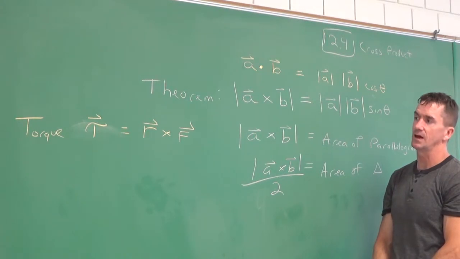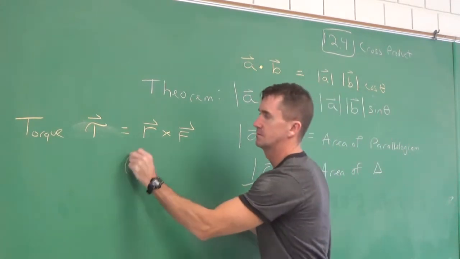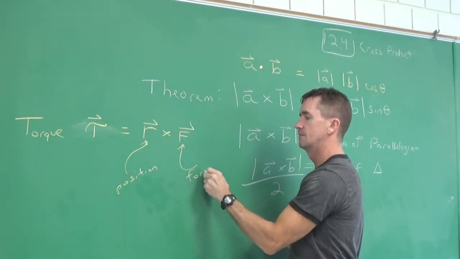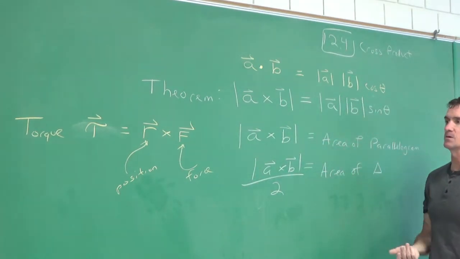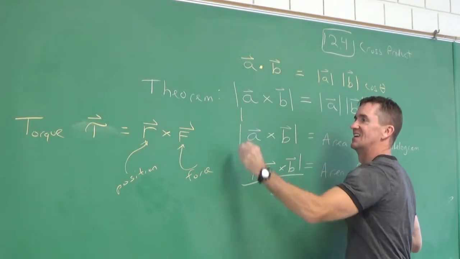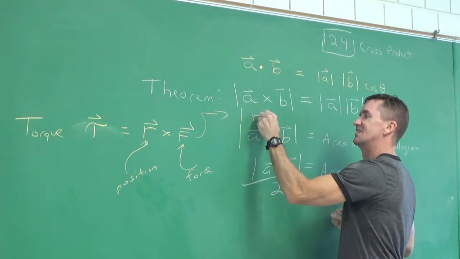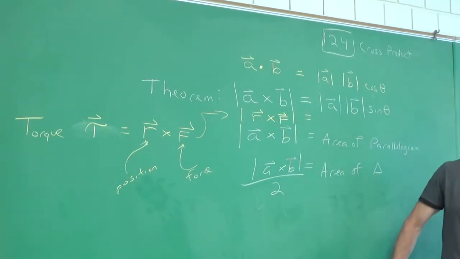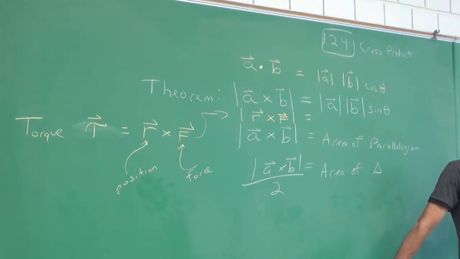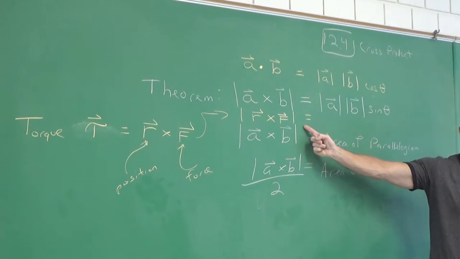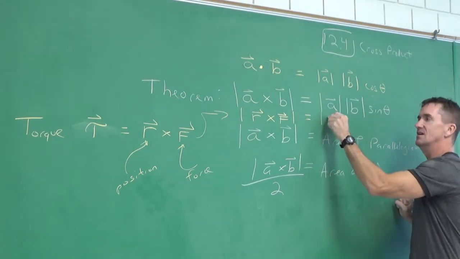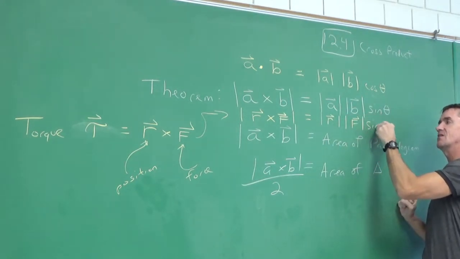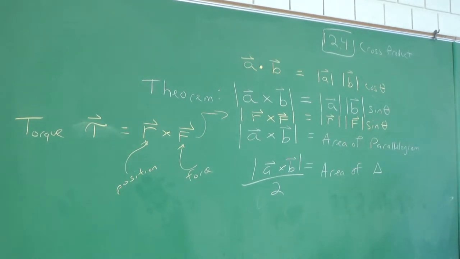It's the cross product of a position vector and a force vector. Okay, then what's the magnitude of torque? I'll put it right above this. Well, if that's the definition of the torque, the cross product of the position vector and the force vector, then what would be the magnitude of torque? It would have to equal what? The magnitude of the position vector times the magnitude of the force times the sine of the angle between the position vector and the force vector.